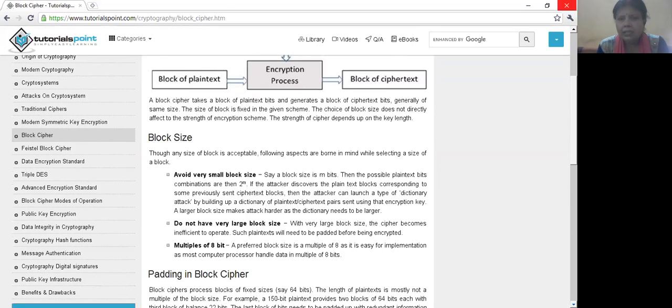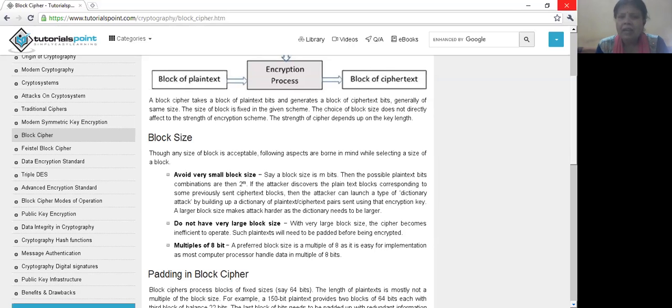Now, block size. There is a general misconception about how large the block size must be. The answer is that we must avoid very small block sizes. If we have very small block sizes, then if the attacker discovers the plain text blocks corresponding to some previously sent ciphertext blocks, the attacker can launch a type of dictionary attack by building up a dictionary of plain text and ciphertext pairs sent using that encryption key.